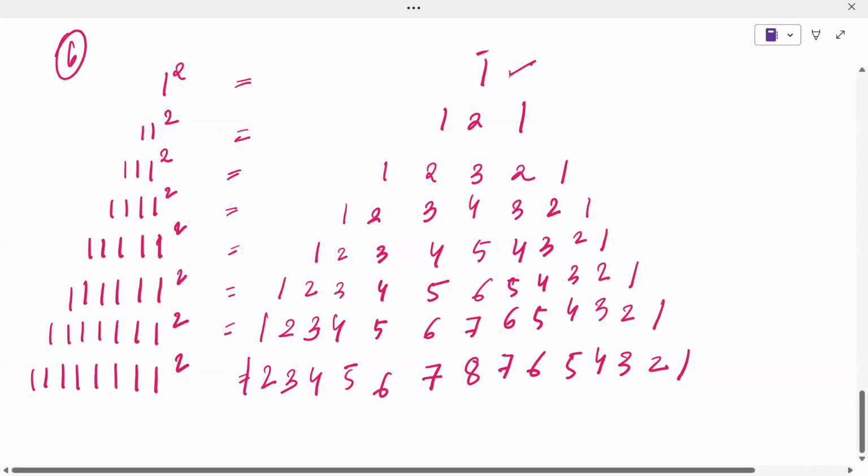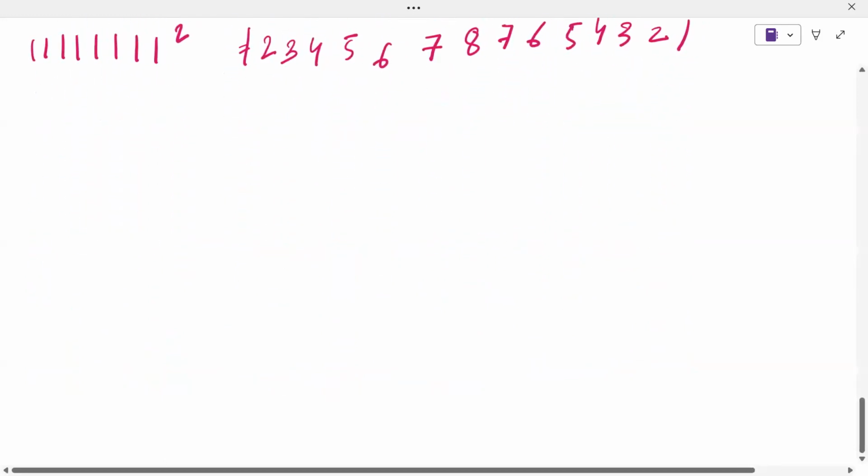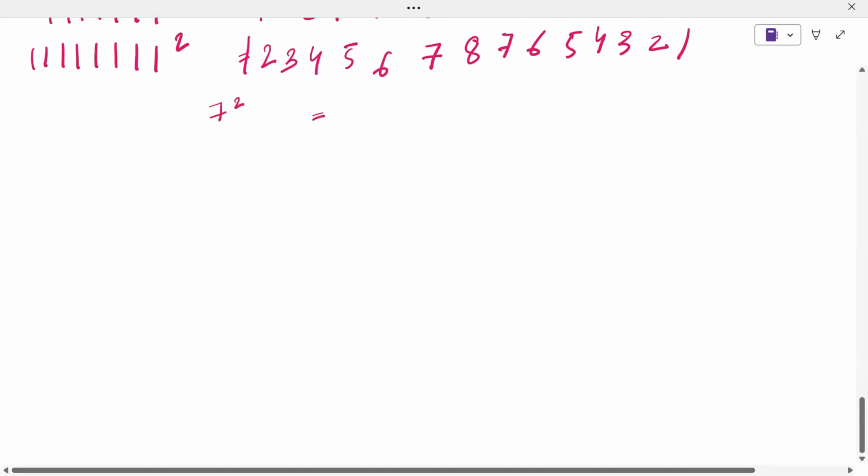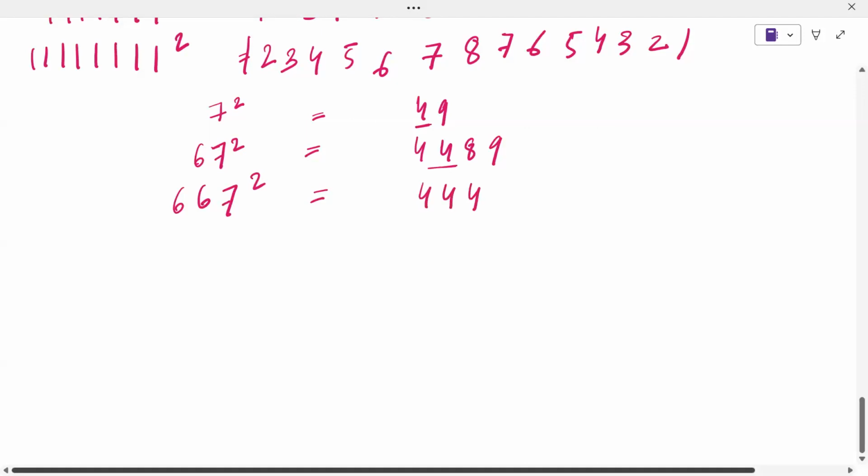Okay, there is also one more pattern which states 7 square. You have 7 square first. So 7 square is 49. Then you have 67 square. Put a 6 over here. So your answer is 4, 4, 8, 9. Okay. Then you have 6, 6, 7 square. Answer is, see, initially it was 1 times 4. Then it was 2 times 4. Now I write 4 times 4. 4, 4, 4. Then put 2 times 8. See, initially there was no 8. Then there's 1 8. Now there are 2 8s and 1 9.